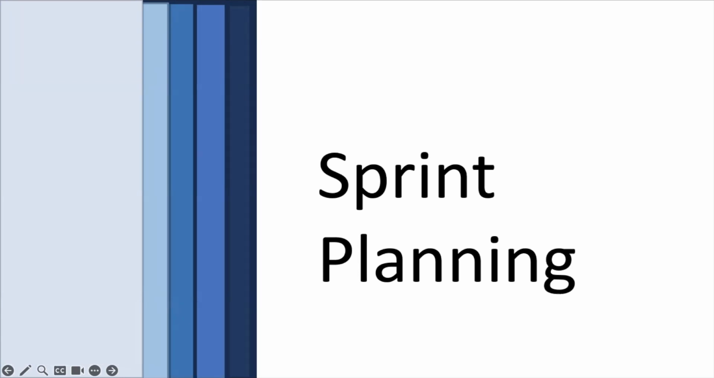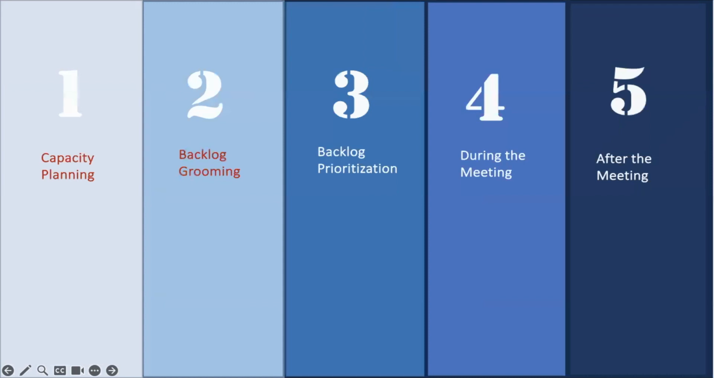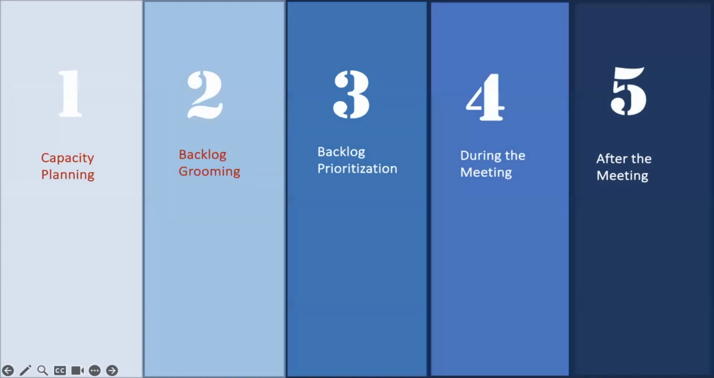So let's see what are those 5 ingredients for the effective sprint planning. So these are those 5 steps. You would see capacity planning, backlog grooming, backlog prioritization.